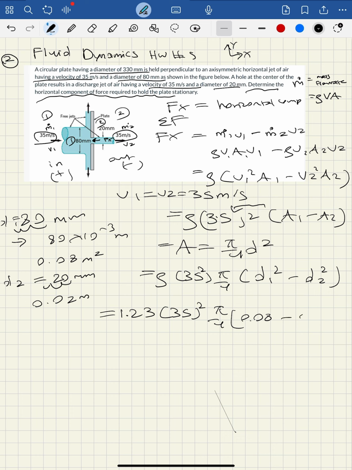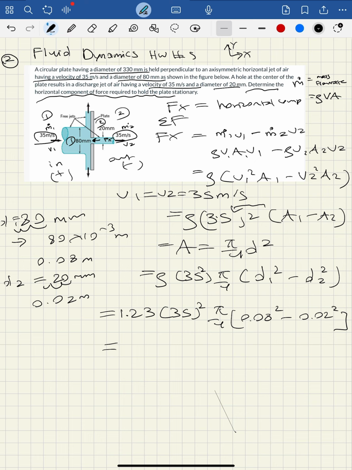So let's go ahead and do that. And remember that this is all going to be squared. Sorry, I realize I put a square here. And let's go ahead and simplify that. Make sure that you put everything in. Okay, now we take our calculator.